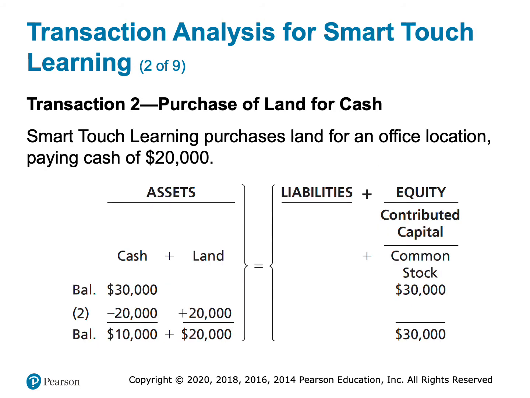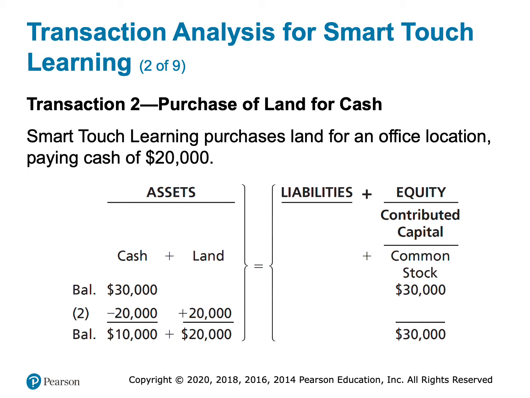Now in transaction 2, we're told that we purchased land for cash. So we went out and we spent $20,000 cash to buy some land for an office. So we know that the two things affected are cash and land. Now again, I like to start with cash whenever we have cash involved. Since I spent $20,000 in cash, cash has to go down. So the asset side of the transaction, the left side of the equation, went down by $20,000.